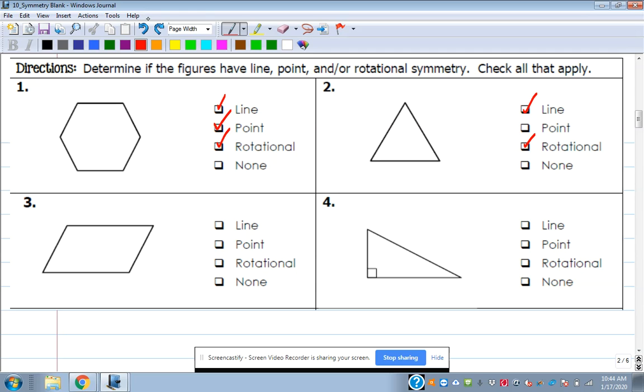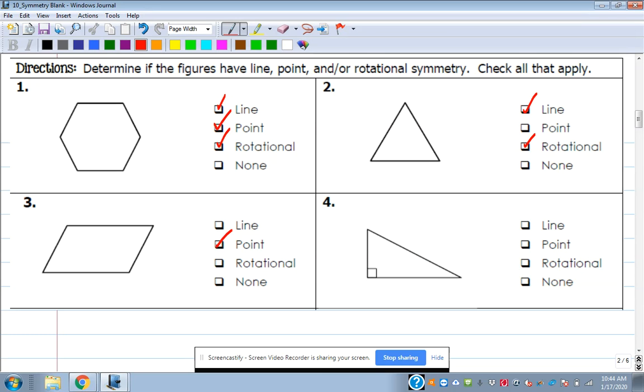Number three. That is point. If you turn it upside down, it's the same. All right, so if I flip that upside down, it is the same. And then, is that the only thing? But lines aren't going to work here because if I draw a line diagonally, it doesn't match up. If I draw it vertically, it doesn't match up. There's really no way to draw it.